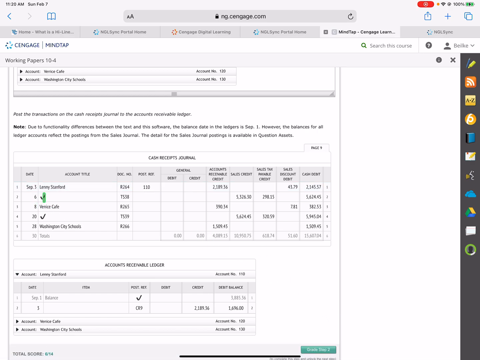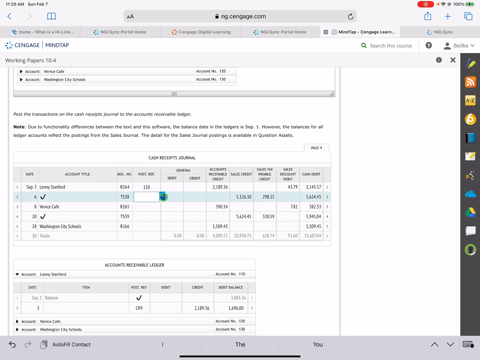Our second one has a check mark because we used 3 special amount columns, because that was our cash and credit card sales. So in this one, we will place a check mark.